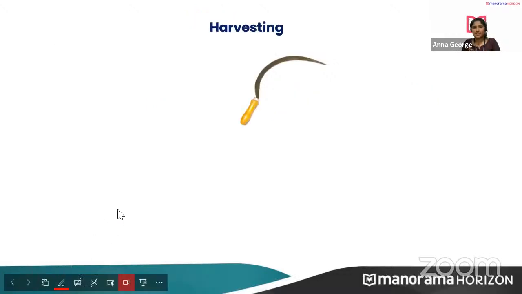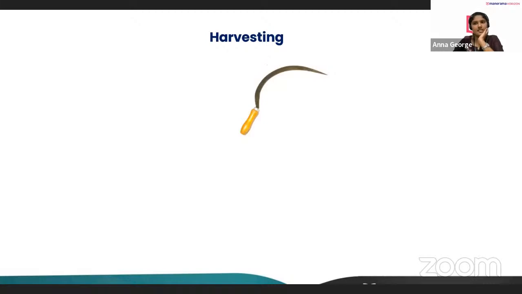Now the next step is harvesting. What do you mean by harvesting? I'm waiting for your reply. Collecting the plants. Yes, harvesting is collecting. Very good. The cutting of crops after they are mature. When the growing season is about to be over, or when the crop is mature, the plants have to be cut from the ground. This process is called harvesting, and traditionally the sickle is used for harvesting.